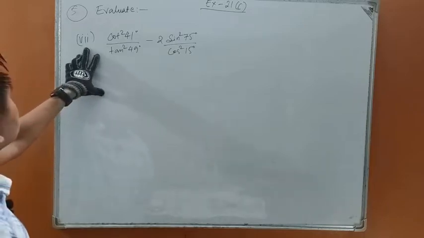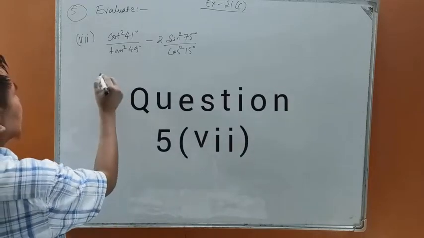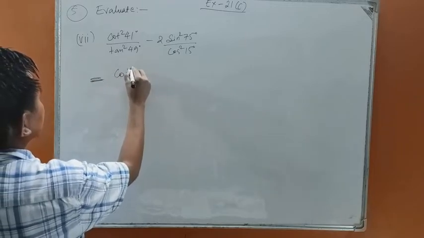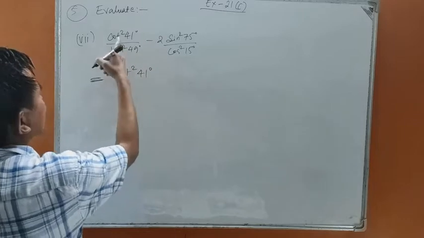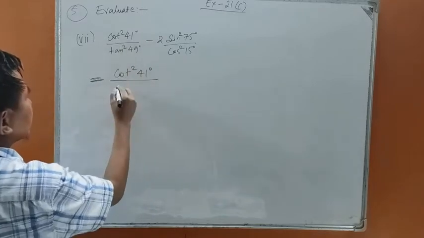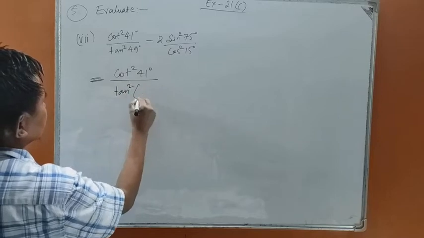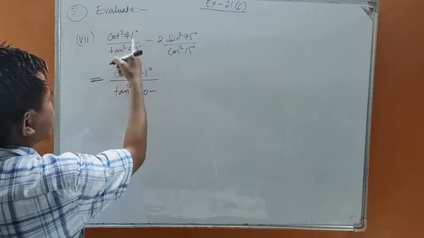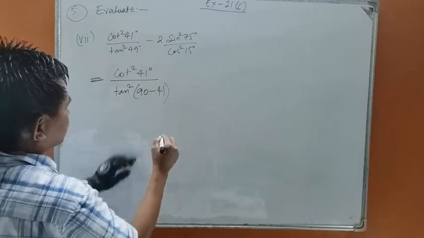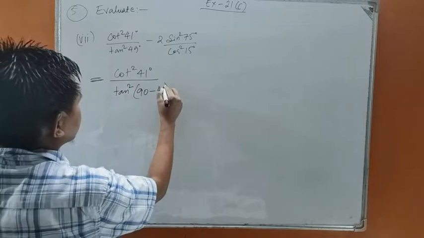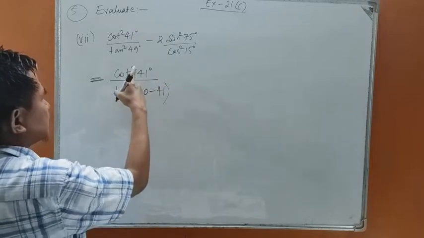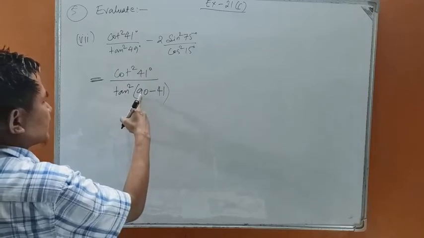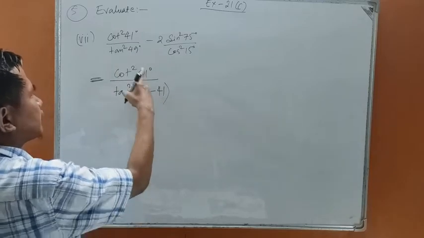Okay, let's do question number 7 of 5. We are asked to find the value of this expression, isn't it? So let us copy the numerator as it is, cot square 41 degree. In the denominator we have tan square 49, isn't it? 49 can be written as 90 minus 41. 90 minus 41 is 49.